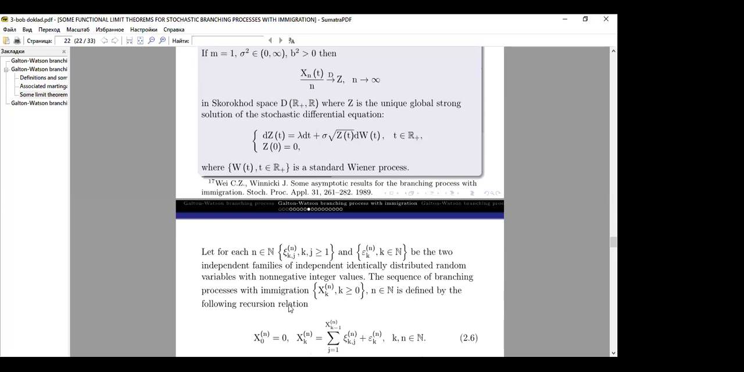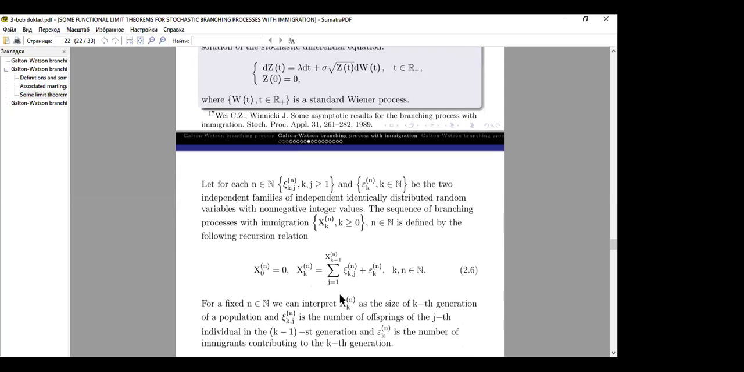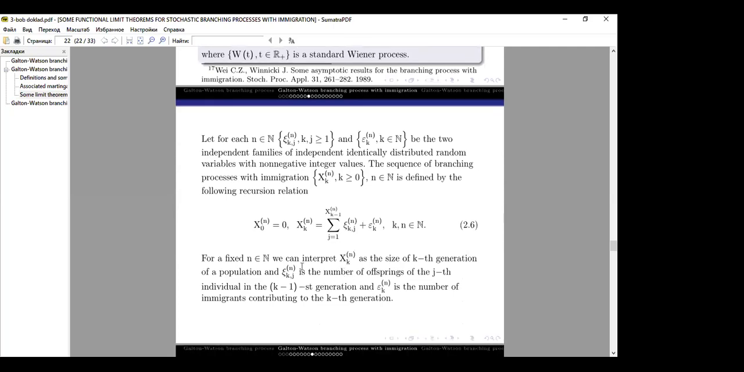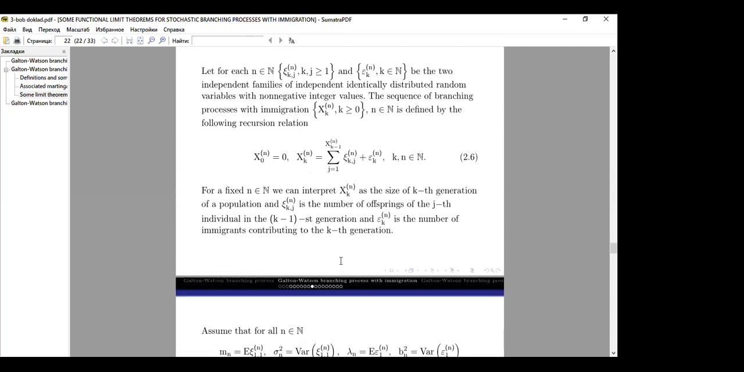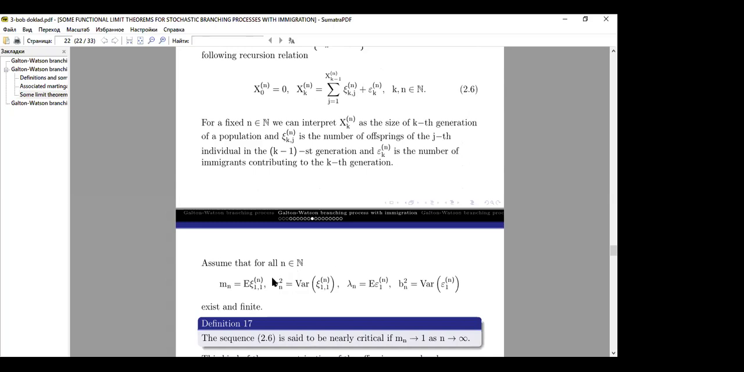Now we consider a branching process in the following way. Let for each n we have two sequences of independent and identically distributed random variables with non-negative integer values. The sequence of branching processes with immigration is defined by the following recursion relation. We can give an interpretation, and we assume for all n we have this.